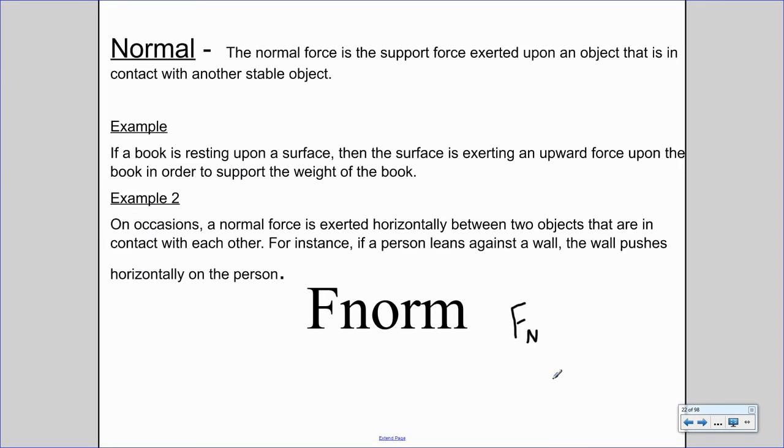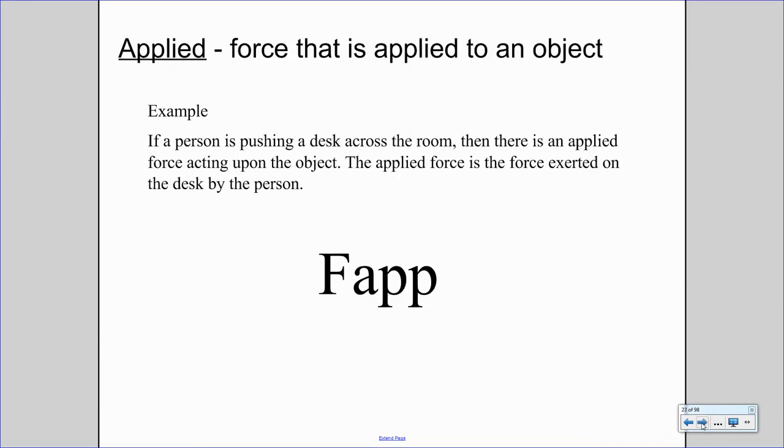There are occasions where the normal force might be at an angle. It depends if the person's leaning up against a wall or maybe the person's on a ramp or something like that. You might have an angled normal force, but it's still always just a supportive force. It's always supporting the object, if the object is sitting on something. So, normal force.